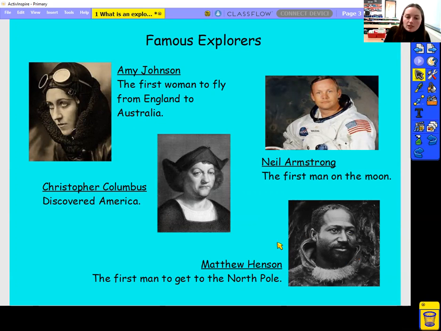And then we have got the last person. We've got this gentleman here. And his name is Matthew Henson. Can you say that? Matthew Henson. Well done. Matthew Henson was the first man to go to the North Pole, which is absolutely amazing because it is so cold there, and he was the first person to go. So now we've learned their names, we're going to learn a little bit more about them.